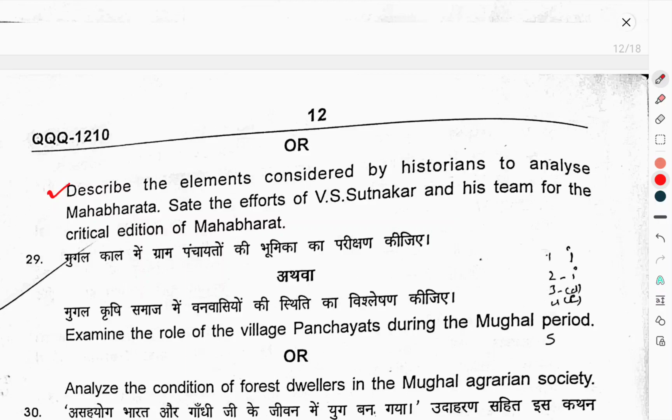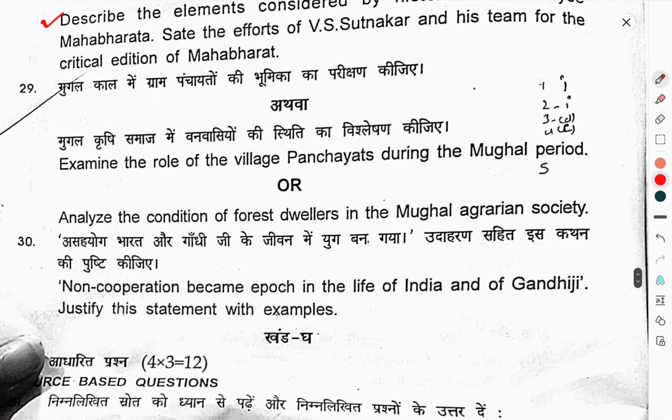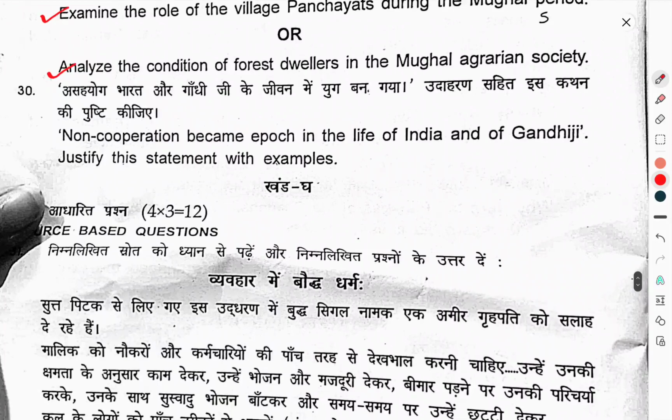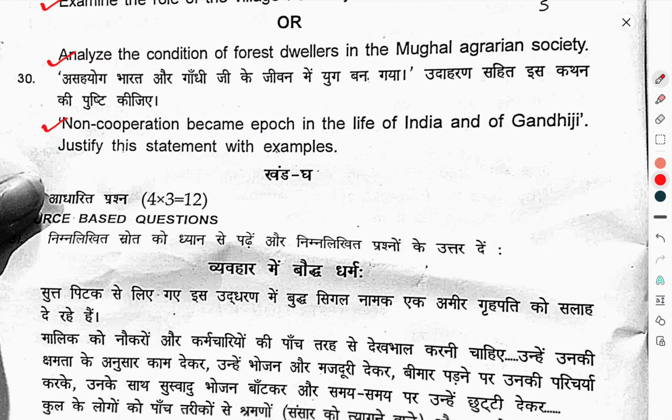Assess the efforts of V.S. Sukthankar and his team for the critical edition of Mahabharata. Examine the role of village panchayats during the Mughal period. Analyze the condition of forest dwellers in the Mughal agrarian society. Non-cooperation became an epoch in the life of India and Gandhiji. Justify the statement with examples.